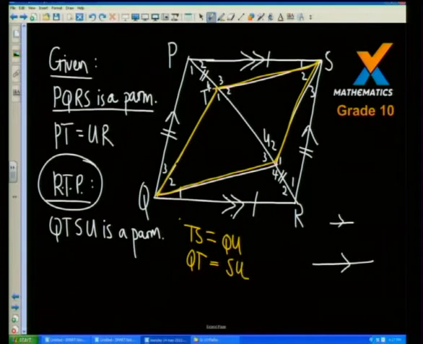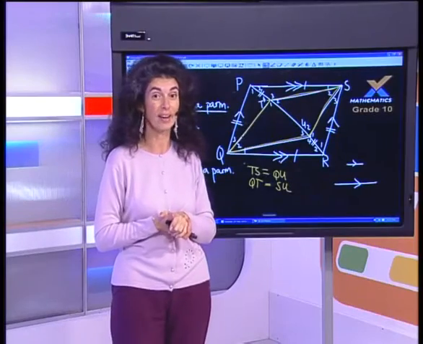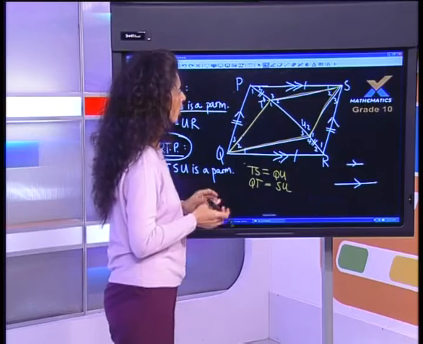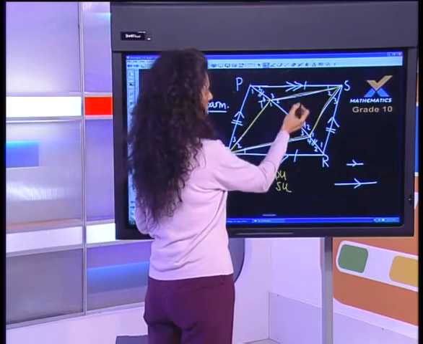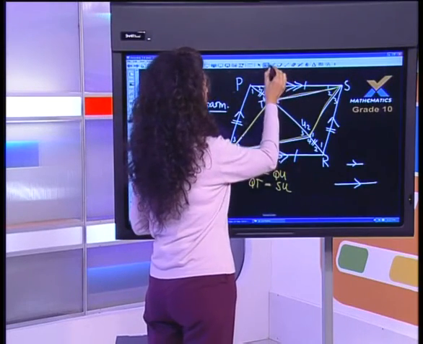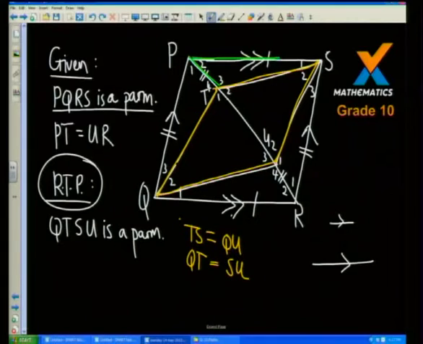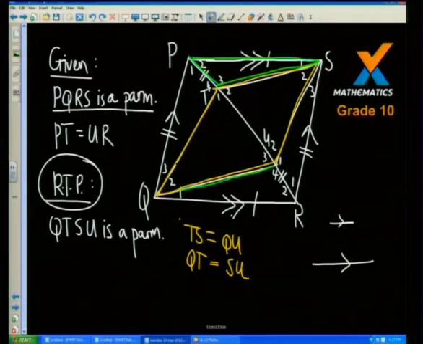And how could we do that? How could we prove that segments in geometry are equal? You did a lot of that last year in grade 9 when you worked with congruency, and that's exactly what we're going to do. In order to prove that this segment is equal to that segment, if we can show that this triangle is congruent to that triangle, then we've got it.